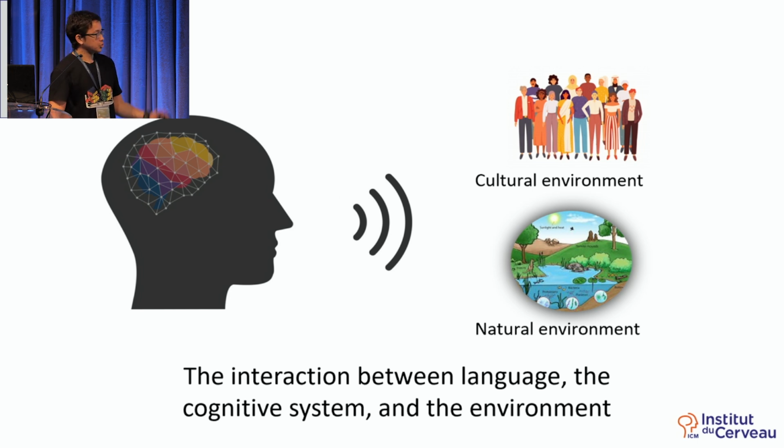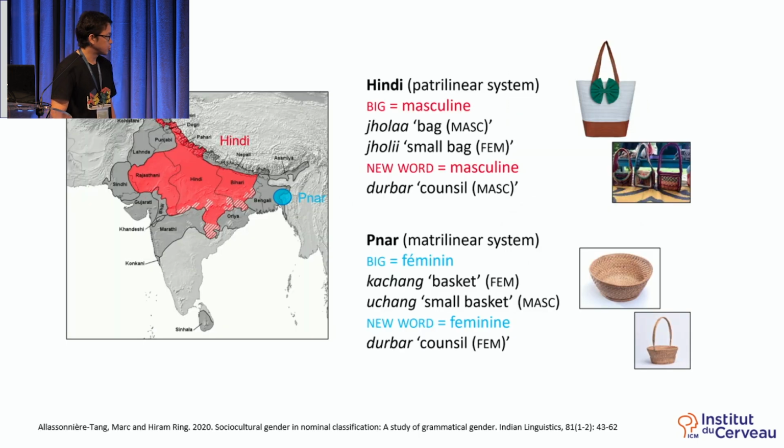If you look at the cultural environment, I have a short example here. Again, it's more a qualitative example, but it gives the idea of where we would like to go with this. In this paper, the idea was to compare two language communities: a Hindi speaking community and Pnar. Pnar is an Austroasiatic language. Both of them have a masculine, feminine grammatical gender distinction, but they have some cultural differences. For example, Hindi has a more patrilineal system, while Pnar has a matrilineal system.